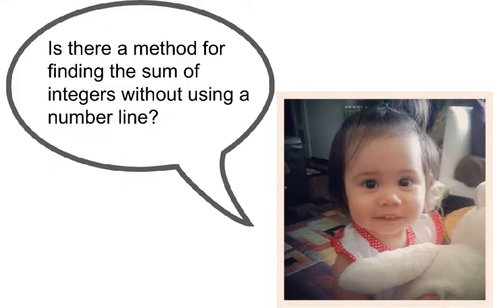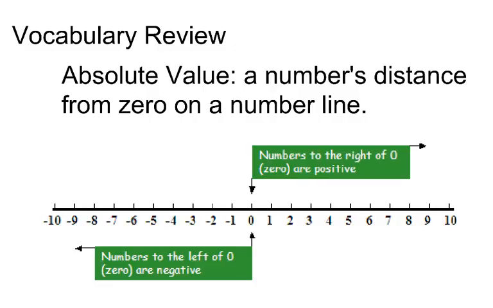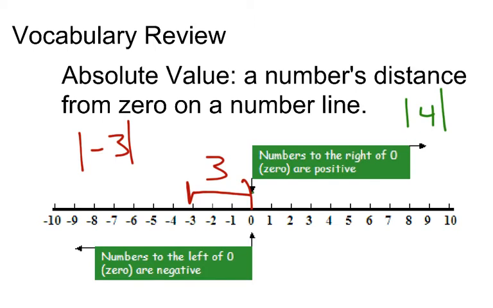What we're going to find out is if there is a method for finding the sum of integers without using a number line. We're going to do some investigation to see if that can be done. Let's first review. Absolute value is a number's distance from 0 on a number line. So the absolute value of -3, for example, would be its distance, which is 3 units. The absolute value of 4 would be 4 because it is 4 units from 0.